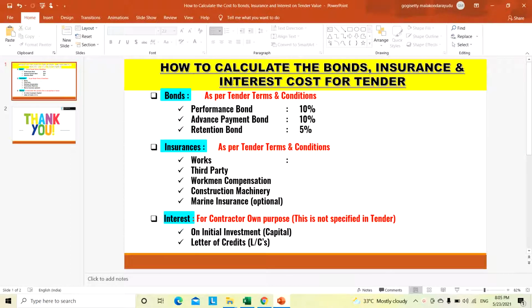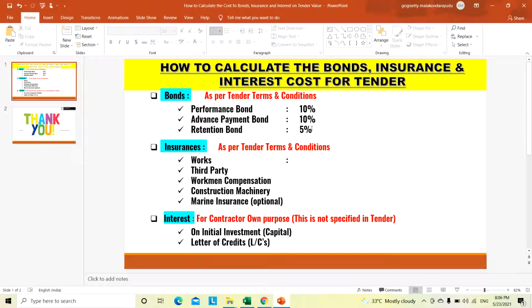Today we will discuss how to calculate the bonds, insurances and interest cost for a tender. Bonds as per tender terms and conditions. The performance bond is specified in the tender document as 10% of the contract value, valid up to the issue of the final acceptance certificate. If you refer to the tender terms and conditions, it is mentioned very well. An advance payment bond of 10% will be cleared at the end of the project duration, meaning at the time of the PAC, the provisional acceptance certificate.